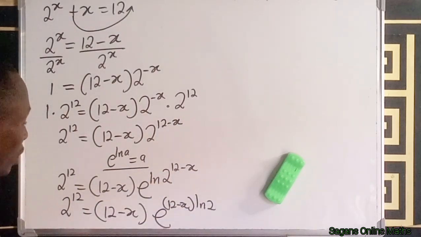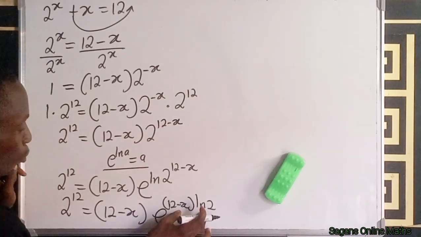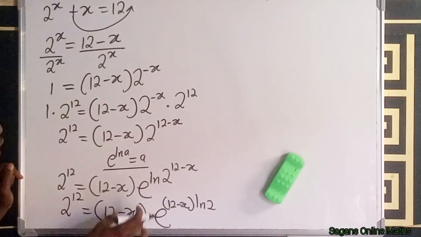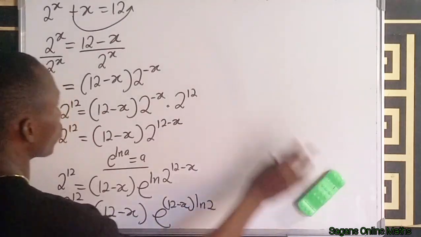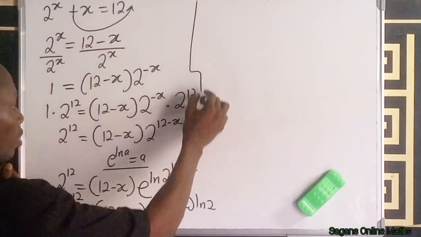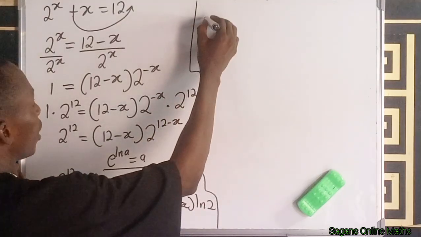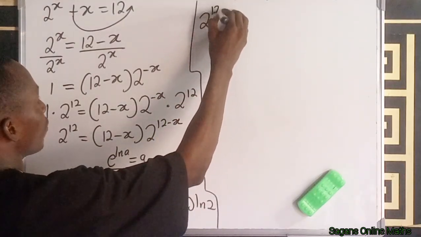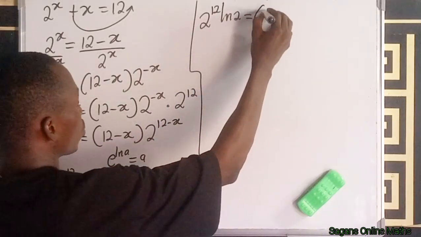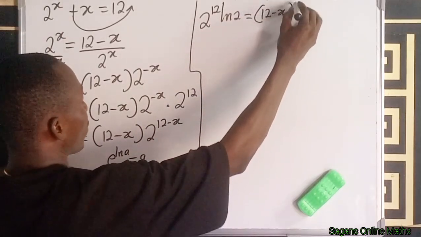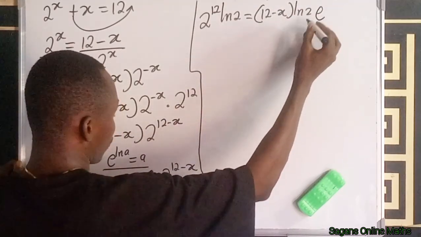So what are we going to do now? We want the power here also to be the same as what is here. For us to achieve that, we multiply both sides by ln 2. If we do that, look at what you are going to have: 2 to the power of 12 times ln 2 is equal to 12 minus x multiplied by ln 2, then multiplied by e to the power of 12 minus x times ln 2.